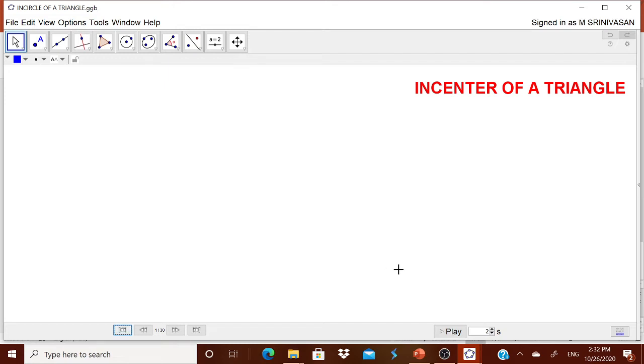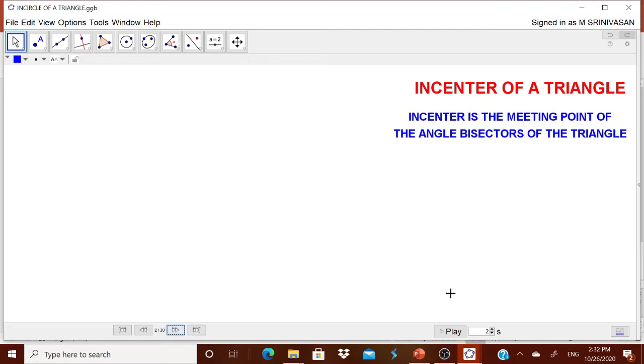We will start with the in-center of a triangle. We will ask the children what they mean by this in-center. They will tell the definition: in-center is the meeting point of the angle bisectors of the triangle. Therefore, with the in-center, you will get an in-circle.